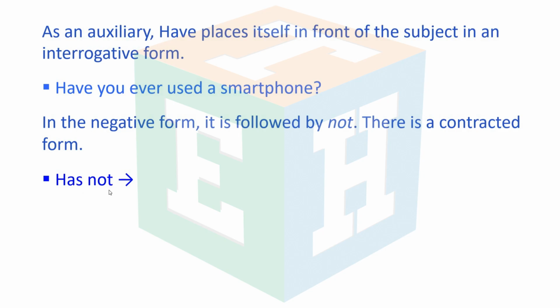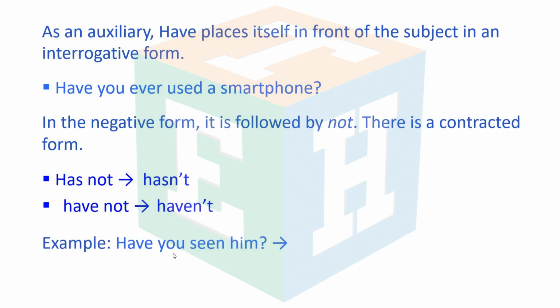Example: has not becomes hasn't. Have not becomes haven't. Example: Have you seen him? No, I haven't seen him.